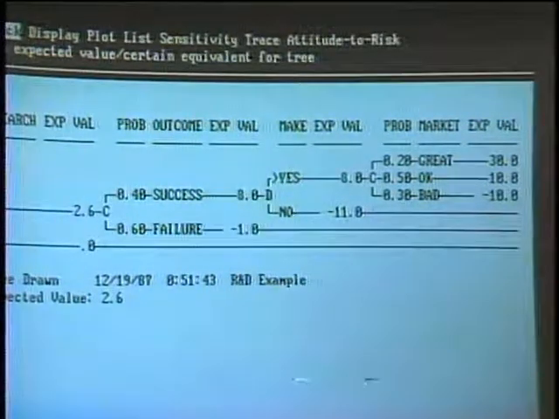bring the 8 forward, and again, multiplying 0.4 times 8, 0.6 times minus 1, you get 2.6, which, from the research manager's viewpoint, is the value that he would associate with the venture. Better than 0, probably go ahead. Maybe some adjustment for risk. That's a whole different topic.